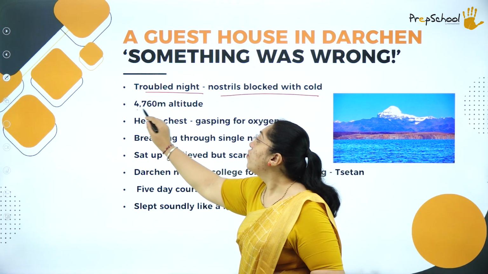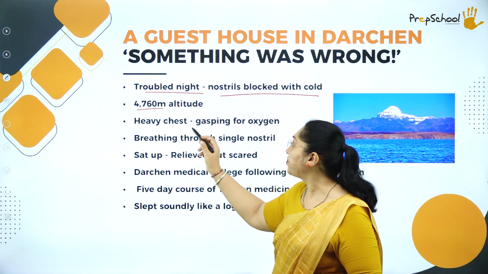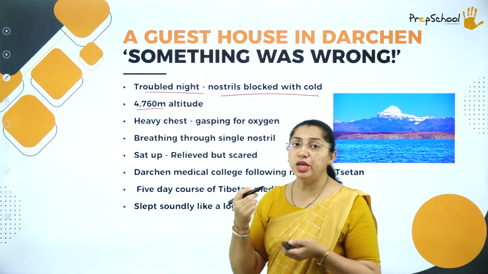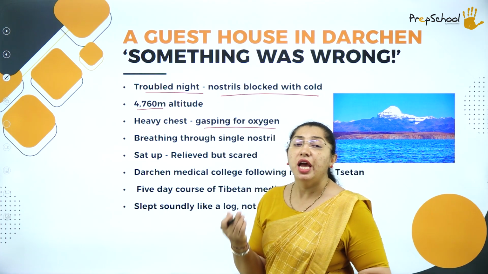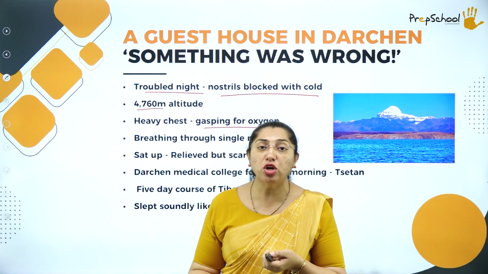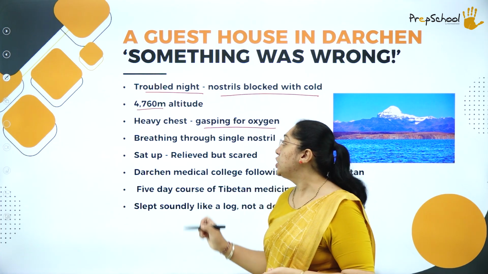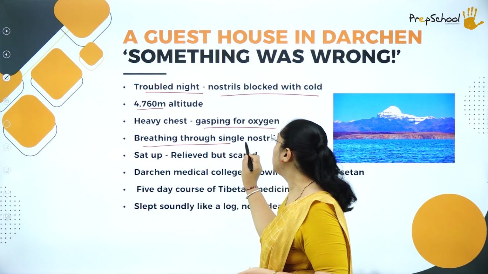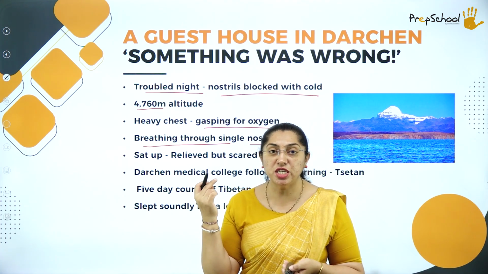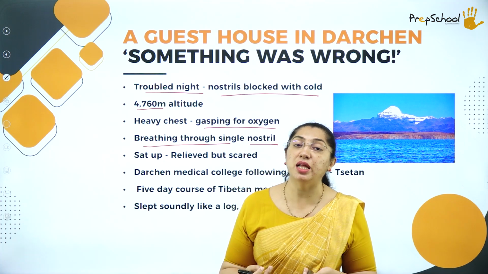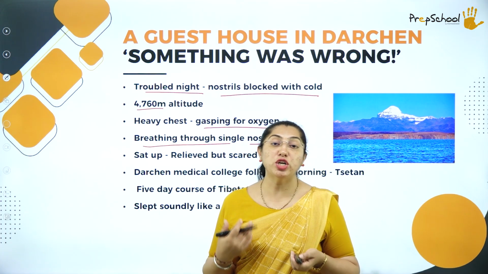It was 4,760 meter altitude. He had a heavy chest as well as gasping for oxygen. He was not able to breathe because his nostrils were blocked. So what did he do? He tried breathing through a single nostril. He thought he could press one nostril and breathe through the other. He tried that also, but it did not work out. He was not able to breathe.